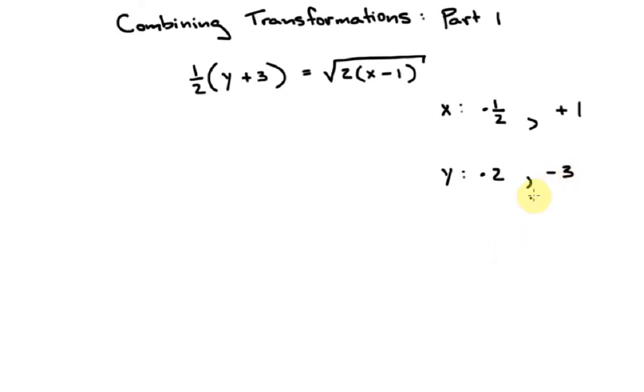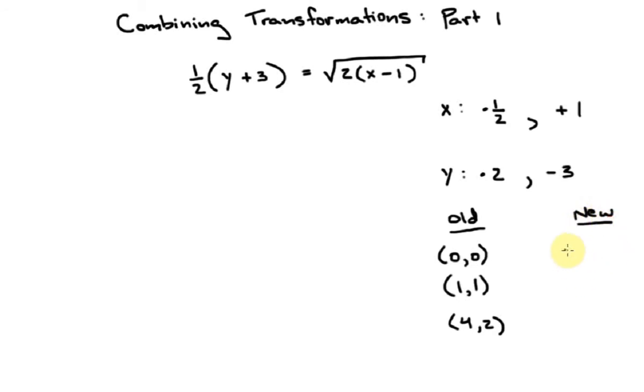Now, it's really tough to try and do all this in your head. So the best way to keep it clear is to remember some of the old points that we had, like we had for the square root function: (0, 0), (1, 1), and (4, 2). Those are the old points. Now let's figure out the new points. So I'm basically now going to reconfigure these points, and I'm going to use these changes to tell me exactly where I am.